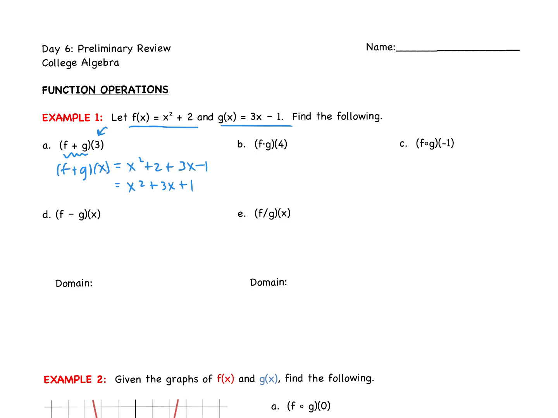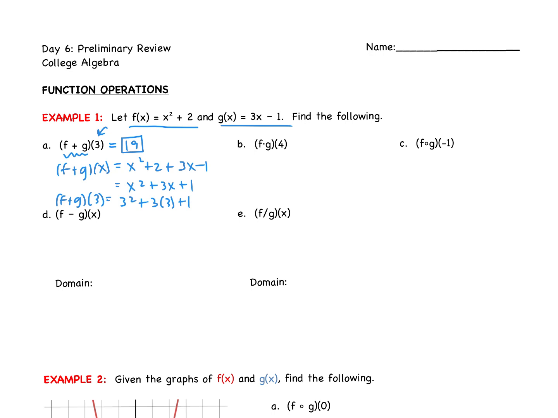We're not asked for f plus g of x, we're asked for f plus g of 3. Which means what we now need to do is plug 3 in. So we have our f plus g of 3, which will be 3 squared, add 3 times 3, add 1, which I believe is 19. So all you're doing is following the sign.